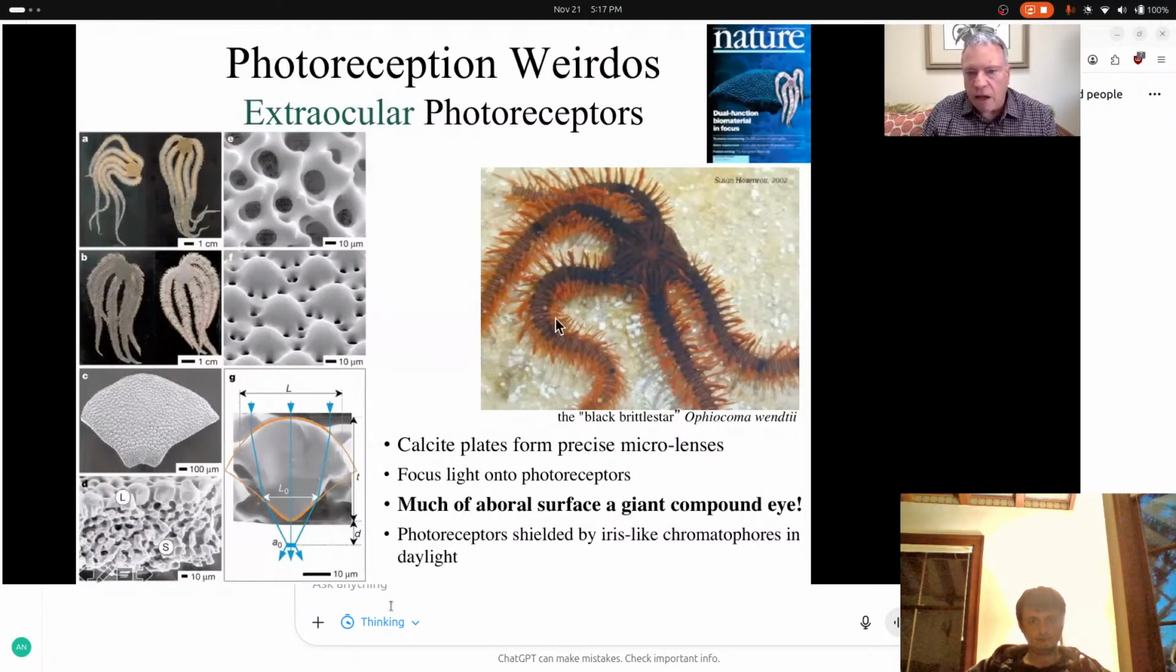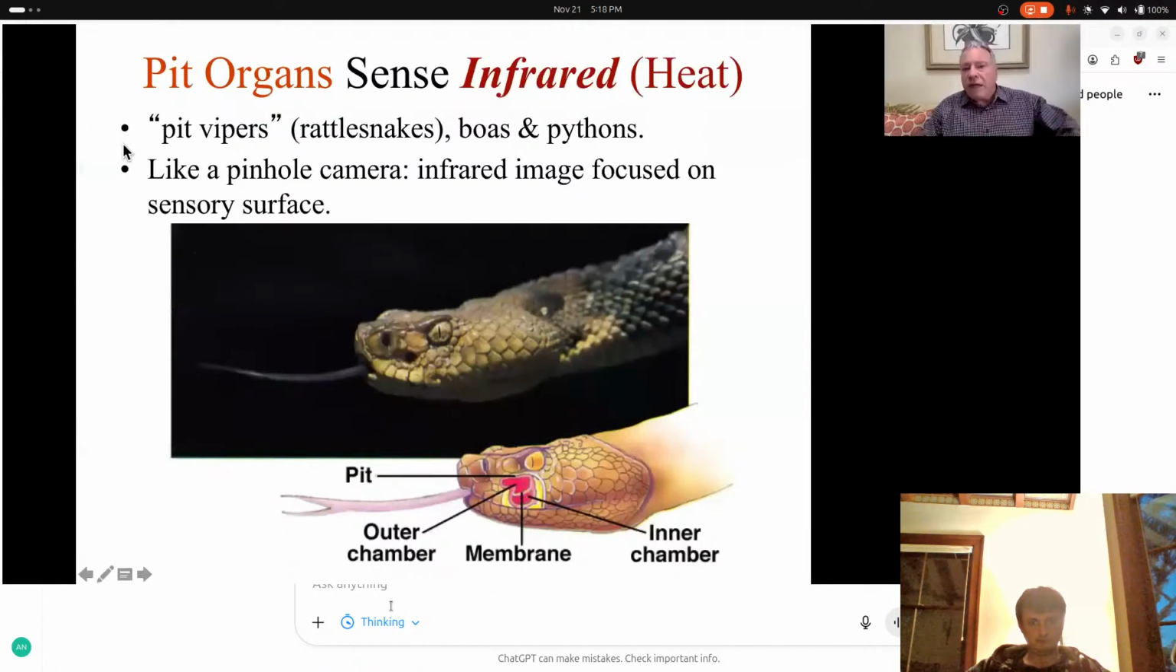And so is the back of a brittle star a compound eye? One giant compound eye. Are they doing image formation? Is their central nervous system sophisticated enough to create images? No idea. And the photoreceptors even have iris-like chromatophores to shield them during the daytime so they don't get overexposed. Amazing stuff out there. Okay, so that's just a little taste of the varieties of vision, of animals responding to what we call light.